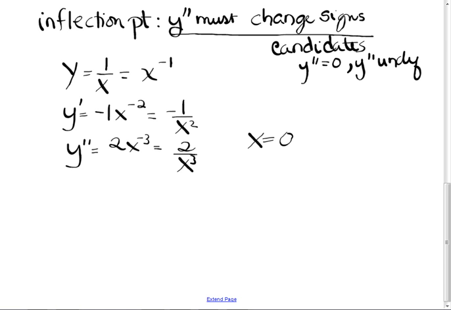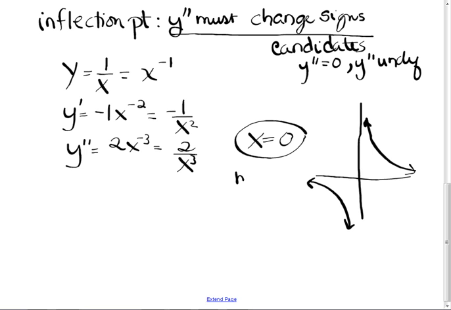So x equals 0 would be a candidate. And do you remember what this looks like? 1 over x looks like this, right? That's concave up, that's concave down, but x equal to 0 is not an inflection point because it's not on the graph. This must be in the domain, and it's not. Even though this function changes concavity, there are no inflection points. Tricky question. No inflection points.